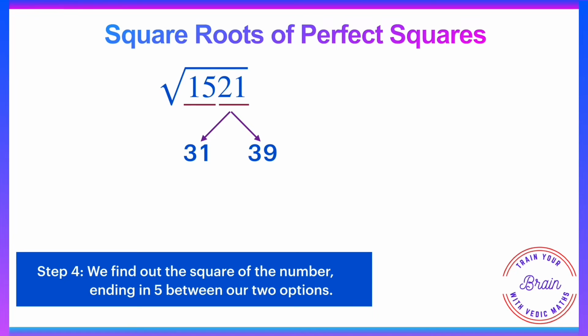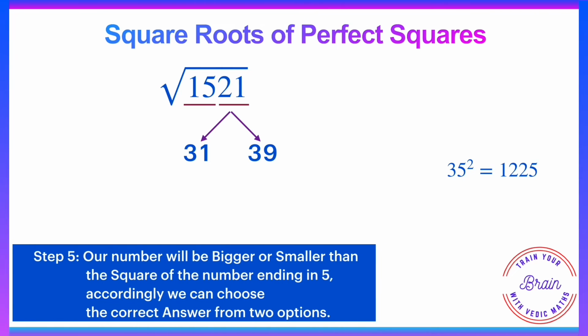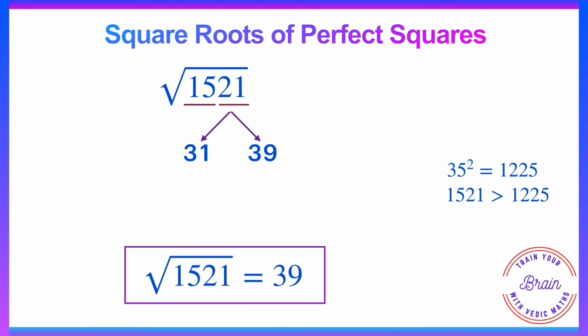We find out the square of the number ending in 5 between 31 and 39, that is 35. Square of 35 is 1225. 1521 is more than 1225. So the square root will be more than 35. So the answer is 39. Then the square root of 1521 is 39.